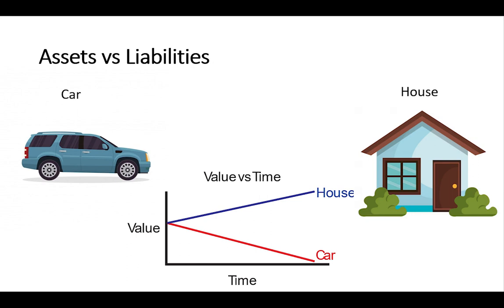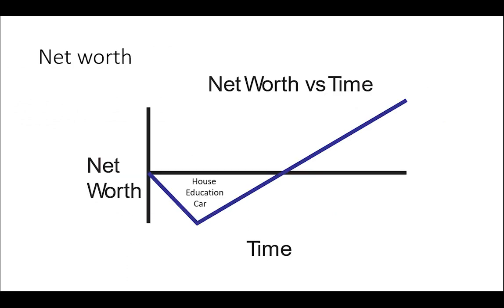So the opposite of an asset is a liability. So if you owe somebody money, if I owe my friend $20, I have to keep track of the fact that I owe him $20 until I pay my friend the $20.